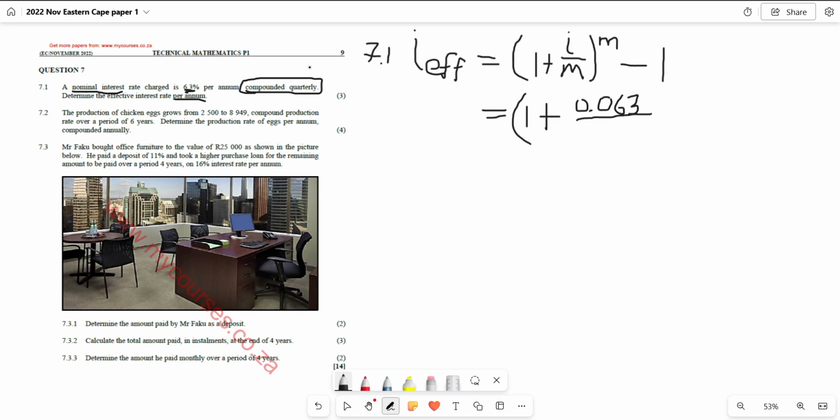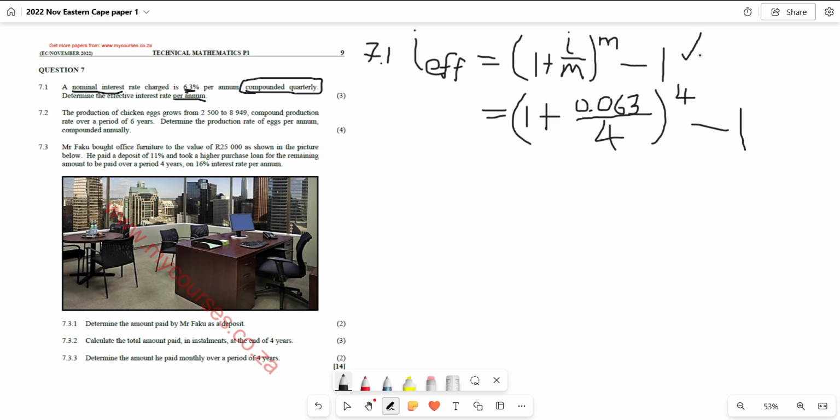Since we have 4 quarters in a year, we are going to divide our nominal interest rate by the number of quarters in a year. In this case, it will be 4. Then we divide here by 4. Close bracket. Remember, the same M is the same M that we have here. It means here we are also going to have a 4, which is 4 quarters in a year, minus 1.